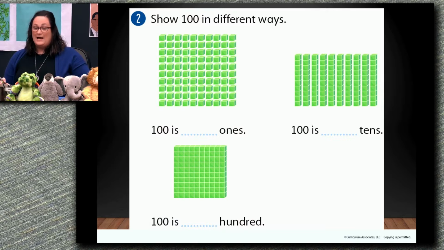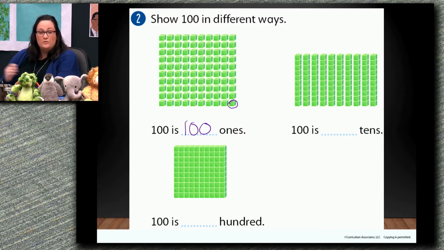Okay, now let's look at 100. 100 is how many of these little tiny squares? Yeah, 100. 100 is 100 ones. How many tens is it? Let's count it. We're not going to count by tens because they've given us 100. Let's count by tens and check it. 10, 20, 30, 40, 50, 60, 70, 80, 90, 100.